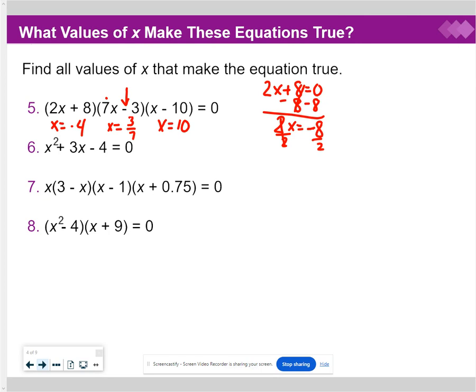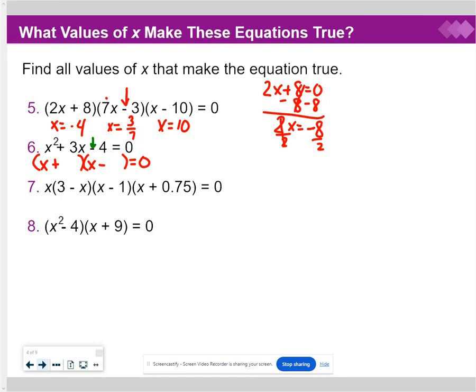We get to factor this one. So I'm not giving it to you in factored form. The x squared is going to be an x and an x. Because this is a negative or a subtracting 4 right there, that tells me that I'm going to have different signs. So one will be plus and one will be minus.